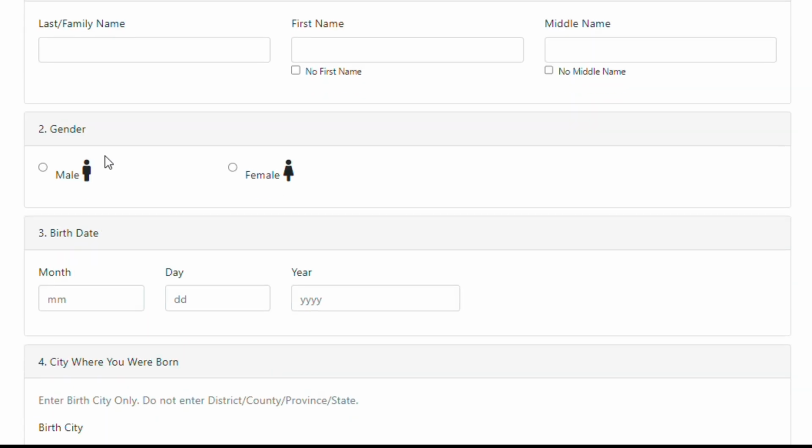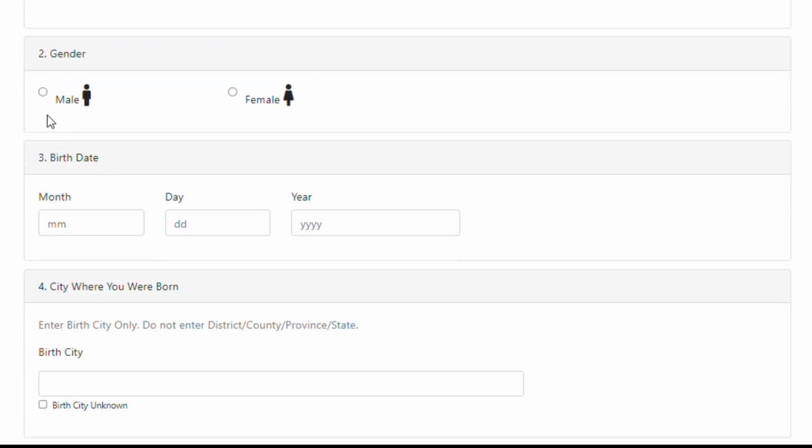The second part is on the gender. This is straightforward. It's either male or female. And then the birth dates. Insert the birth dates as they are on the birth certificate. Some individuals tend to forget the date of their birth. They remember the month and the year, but the date they don't know. So refer to your birth certificate and put the correct date of birth, starting with the month, then the day, and then the year. The birth certificate will help you a great deal.